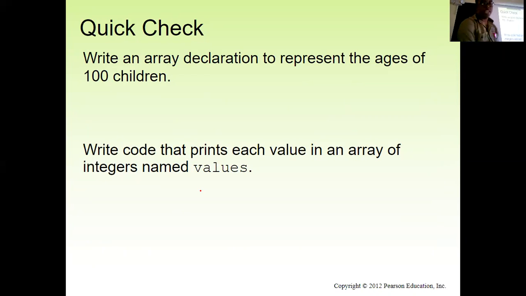So here's a quick check. The first one is for your Barbados. I need to hear you contributing now. What would I write if I want an array that will represent the ages of 100 children? All right, that's your homework.